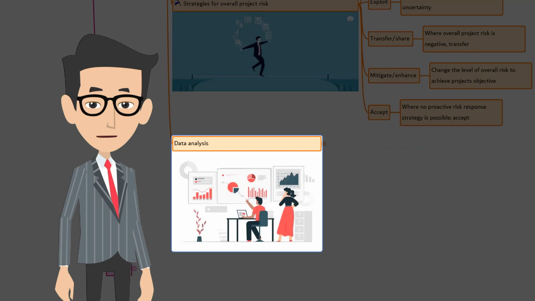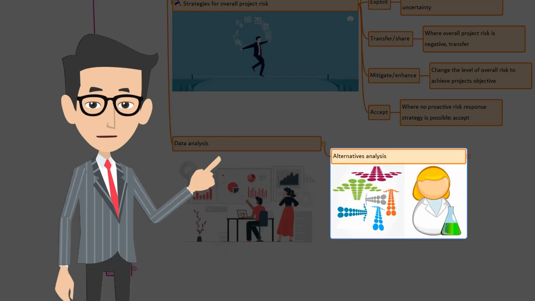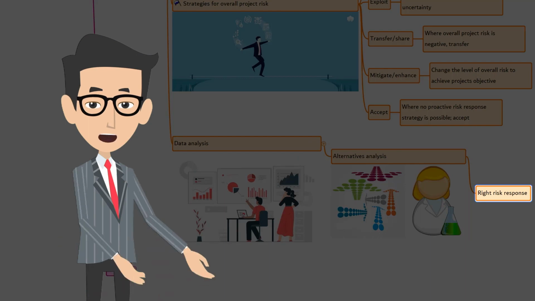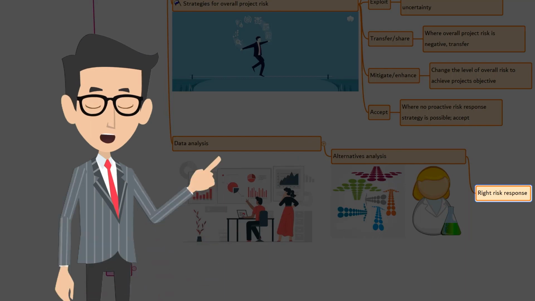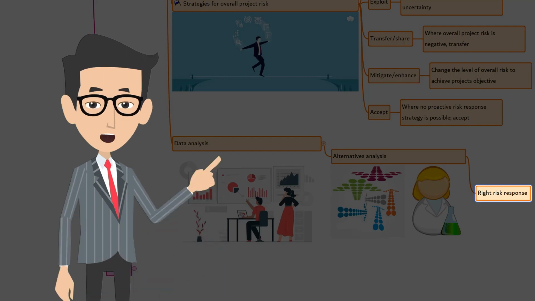Alternative analysis and cost-benefit analysis are the two data analysis techniques that are used here. That's the next tools and technique. First, alternatives analysis. For a risk, there could be multiple responses. Depending on the characteristics and the requirements of the risk, the most optimal risk response should be selected. Alternative analysis assists to achieve this.